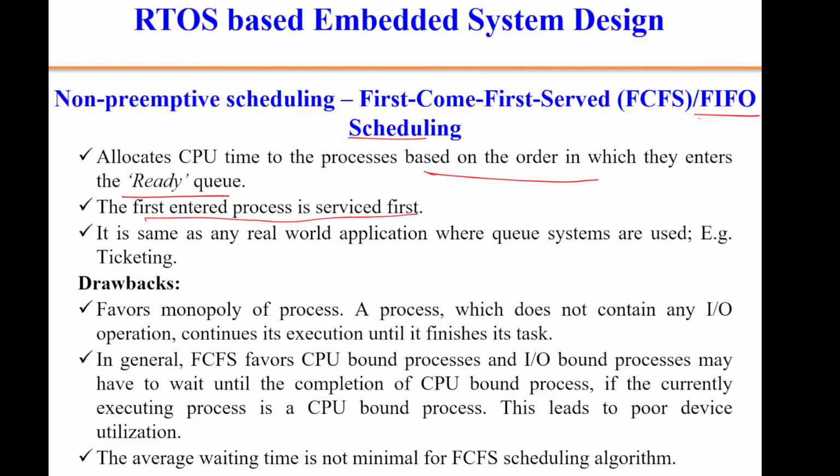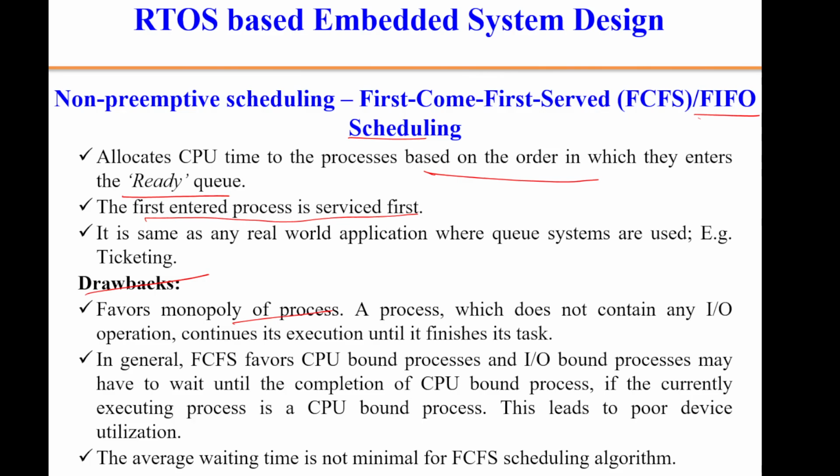It is like a queue we stand in to get a ticket at the theater. Whoever is standing first in the queue will get the first ticket. Like that, first come first serve scheduling works. There are some drawbacks in this one. It favors monopoly of the process. Monopoly of the process means suppose we have a first process, it will be getting most of the chance.